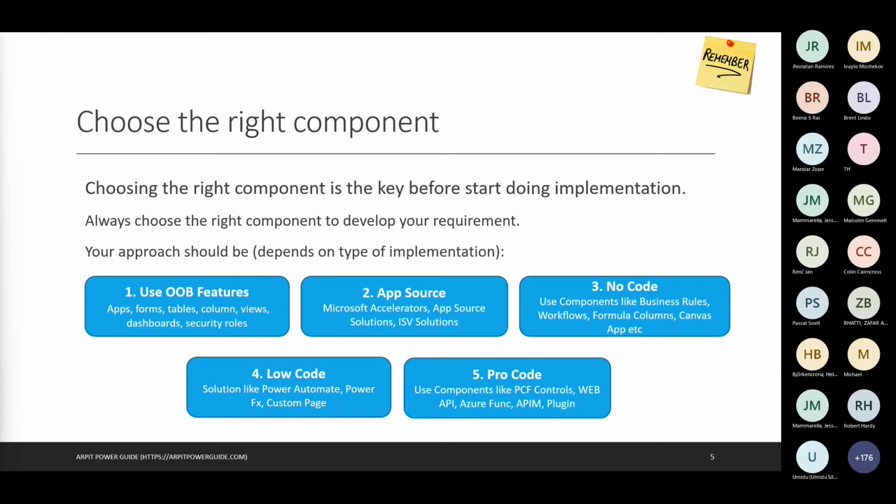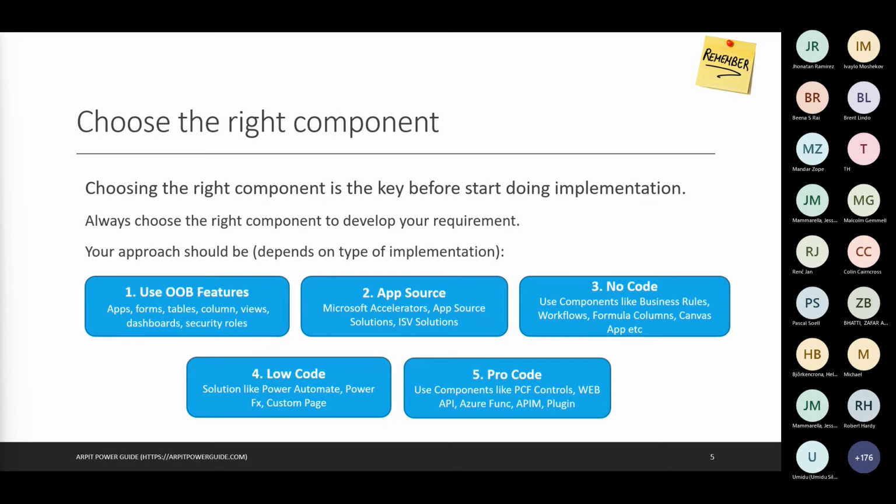Sometimes no code is also not enough. You have to write some sort of code. Then you can go with the low code approach. You can go with Power Automate, where you can write expressions to build your business logic. You can go to Power FX. I think you should start writing Power FX in your model-driven app forms rather than JavaScript, unless it is really required, or the custom pages, which are actually the replacement of the dialogues and many more things.